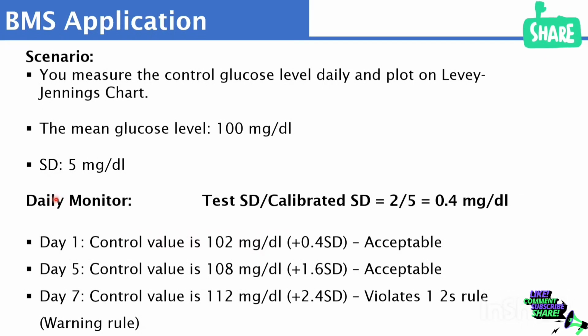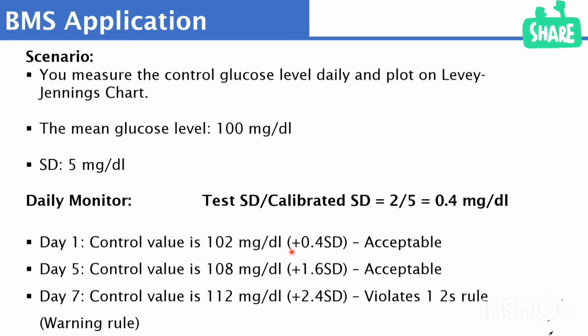Now when you run the test, it is giving you 2. Remember the mean here is 100. So the test of the standard deviation, the result you are getting, is divided by the calibrated standard deviation. For example, the test standard deviation you've done is 2, but the calibrated standard deviation is 5. When you say 2 divided by 5, that will give you 0.4. So this 0.4 is less than 1 SD, because 1 SD is 5. I hope that makes sense, guys. That's why day 1 control is 102: it did not even add up to 1 SD, because 1 SD is 5.